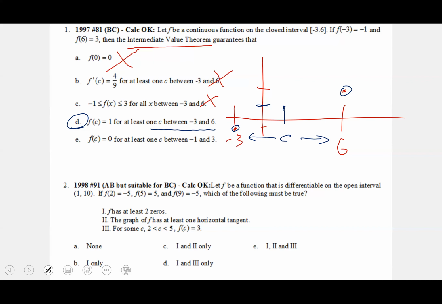The reason why E is not true is because our interval has changed. C for this one is only going from x is -1 to x is 3, which would be from here to about here. And that's too limiting. We know that we have to pass through 1 at least once between -3 and 6, but we could do that before -1 or after 3, and that would still be okay. So something like this. Okay.